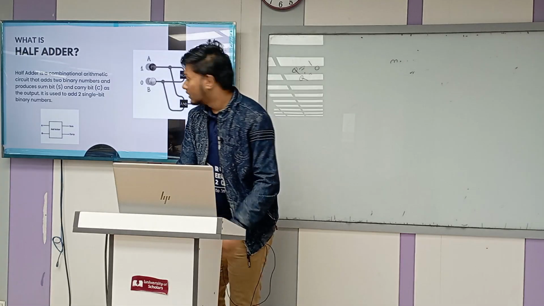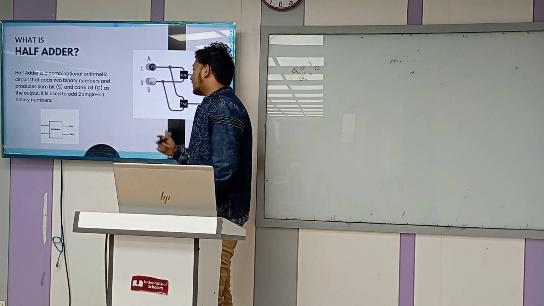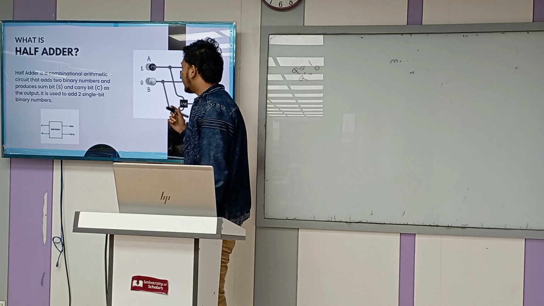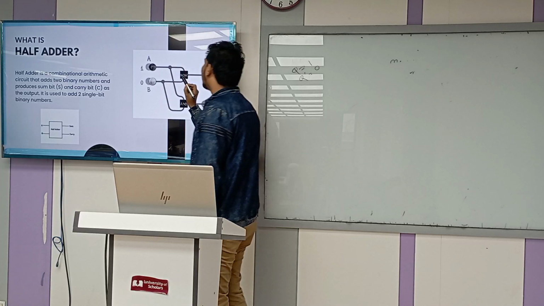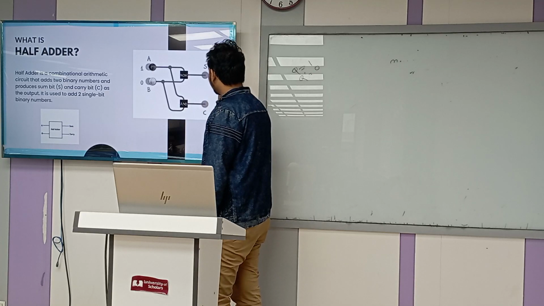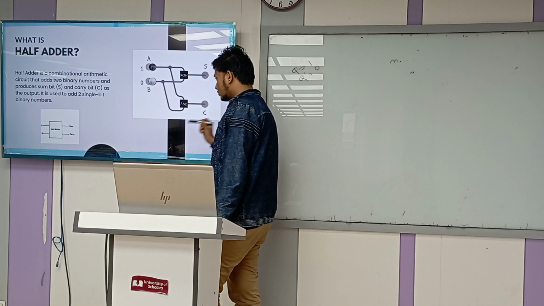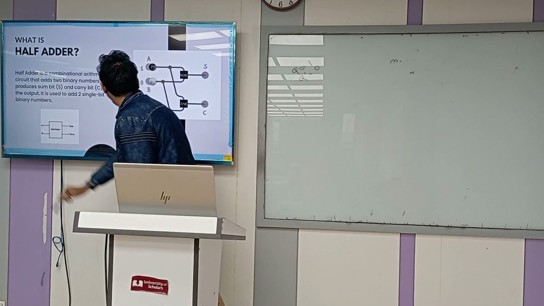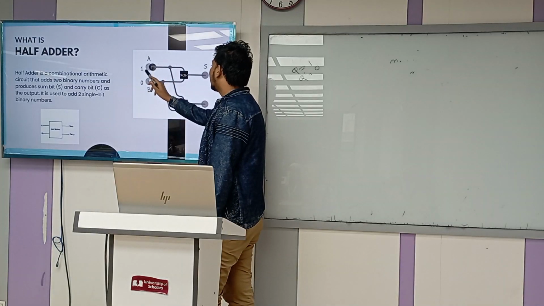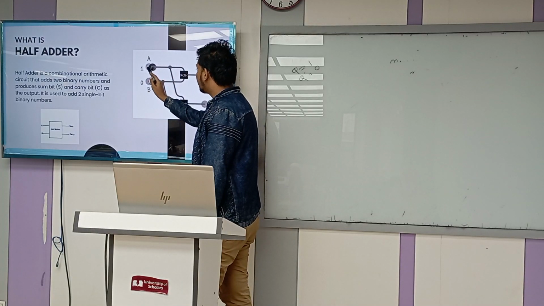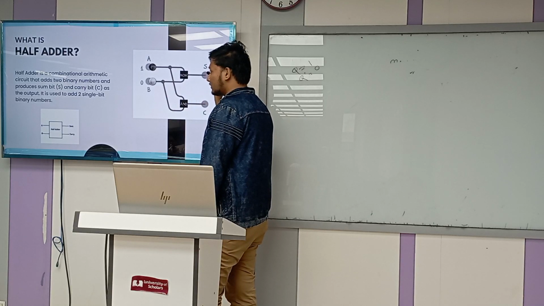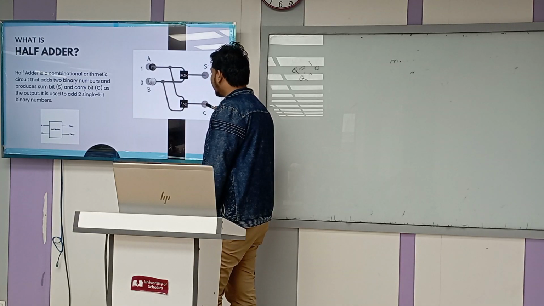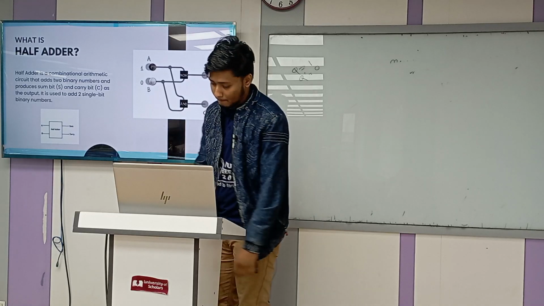So, the half adder. The half adder is a very simple thing. It can be used to add two binary numbers, and we get the outputs sum and carry. So this is the logical diagram of the half adder. Here we can see the inputs A and B, and we get the outputs S, the sum, and C, the carry.